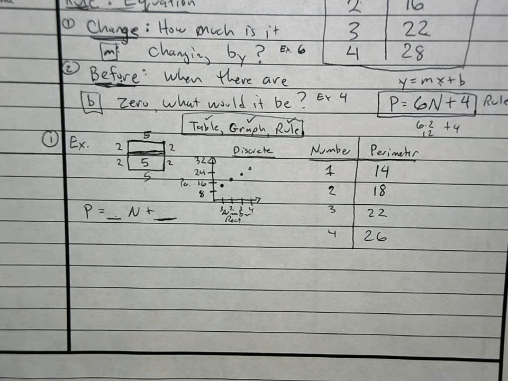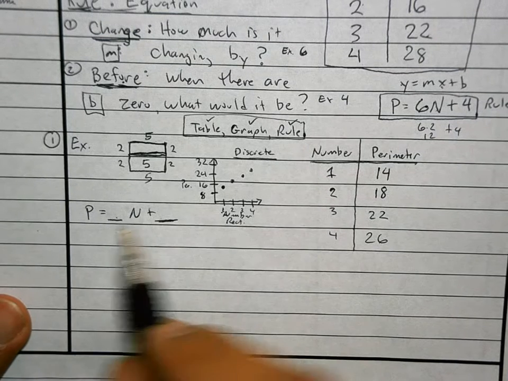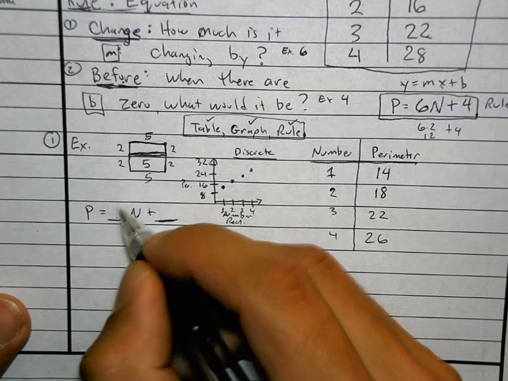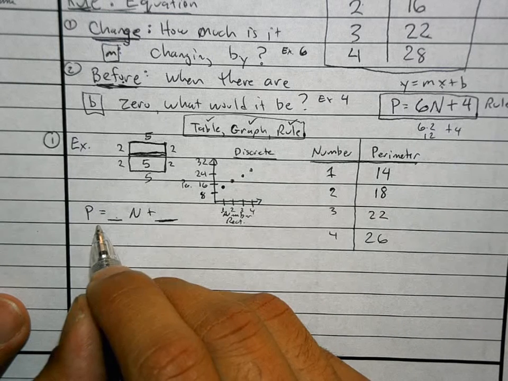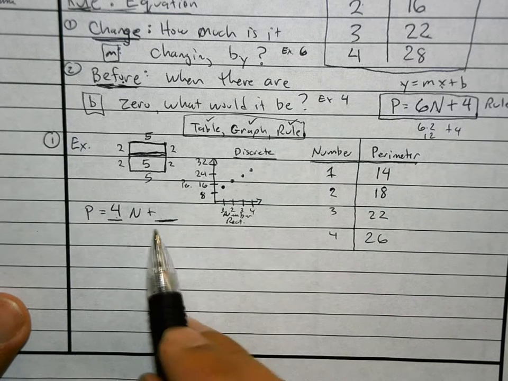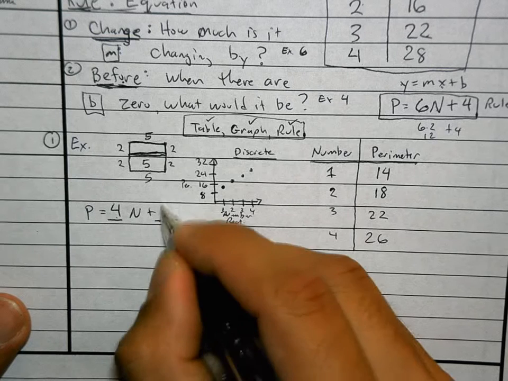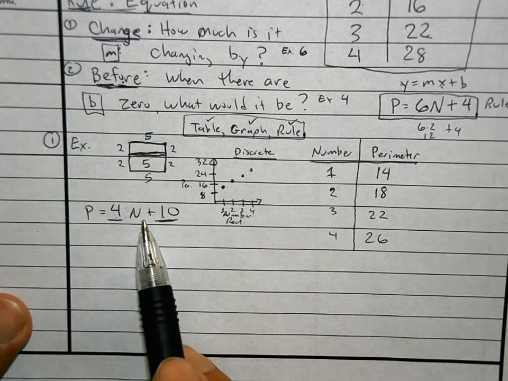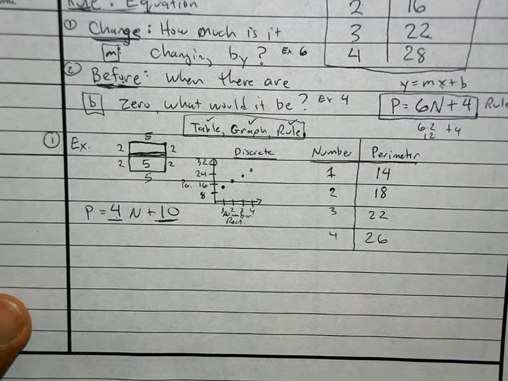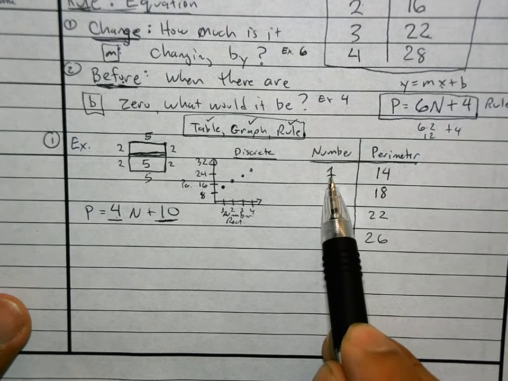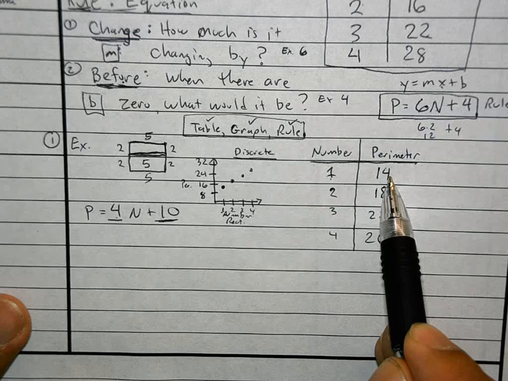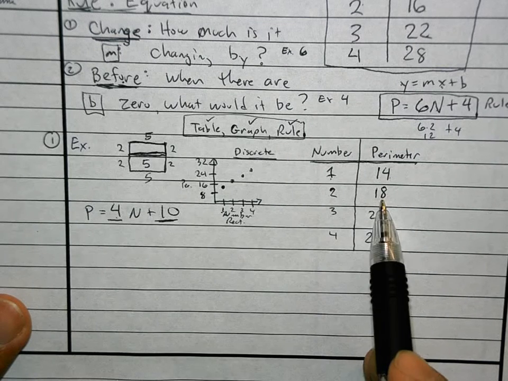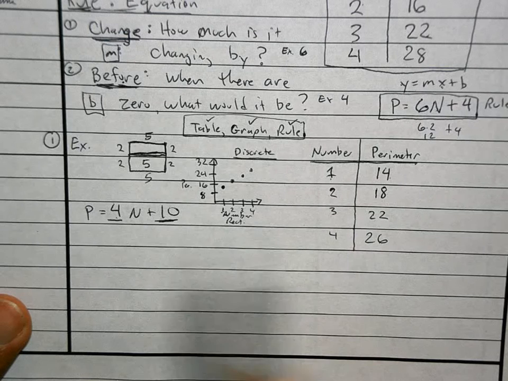Okay, now that you've discussed what goes here, everybody say what goes here first. 4. Agreed. What goes here? 10. Agreed. I didn't hear anybody say anything else. If you do this right, we should be able to plug in 1 and it should work. We should be able to plug in 2. 4 times 2 is 8 plus 10 is 18 and it works. We should be able to plug in at least 3 of them and see if it works.